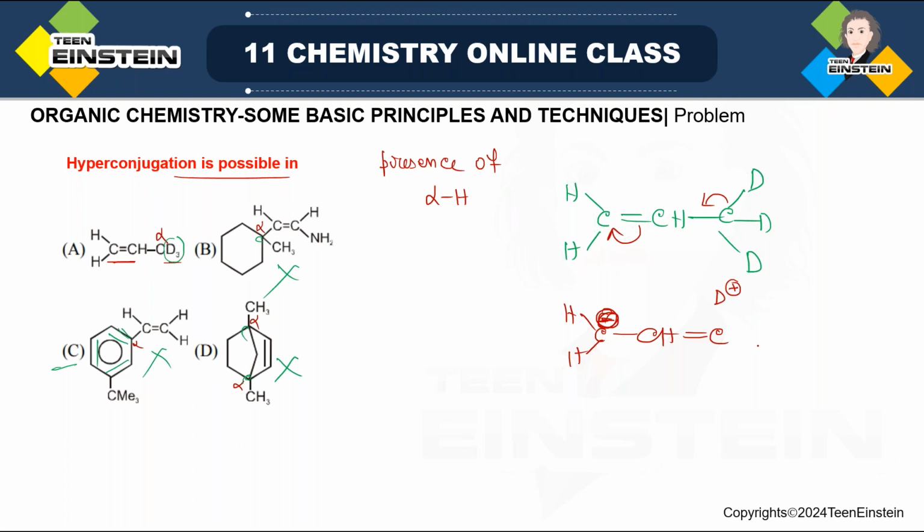Deuterium is now with positive charge because this bond is already broken, and 2 deuterium are still there. 2 more hyperconjugations are also possible for these 2. But the point is, here hyperconjugation is possible only in the first molecule, not the other 3.